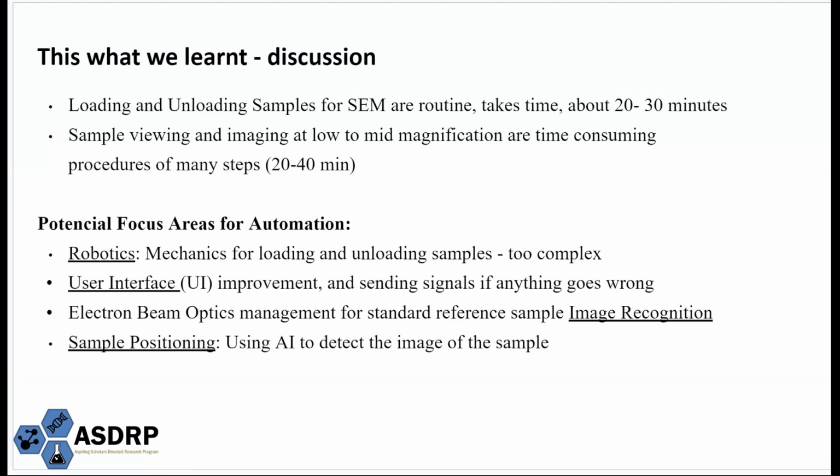So the potential focus areas of automation are robotics, where we can create mechanics for loading and unloading the samples. But this is very complex. As you've seen, the SEM is such a big instrument, and you have to make sure things like the temperature is correct, the pressure is correct, the gun valve is closed, and all the controls to do that are all around the SEM. So the bot has to be able to travel from one side of the SEM to the other side without damaging itself in the SEM and without forgetting any of the steps. So that's a really complex task to do.